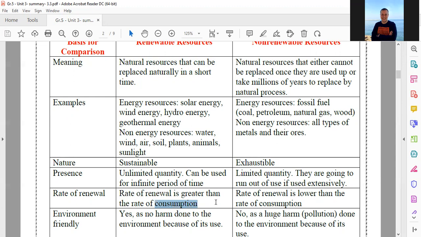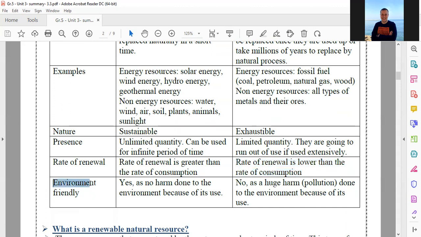So what we use from water, for example, or the sunlight, is much less than what the sun produces. But look at the non-renewable resources. The rate of renewal is lower than the rate of consumption. Yes, we use coal, for example, or petroleum products. We use it more than what we get from deep in the ground from the oil rigs, for example. That's why it's non-renewable.